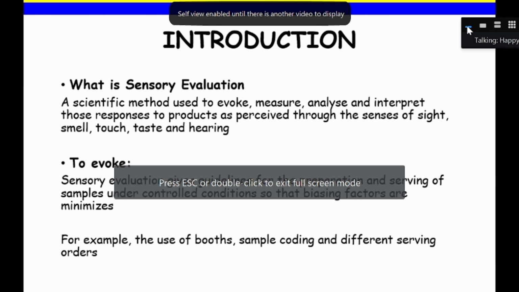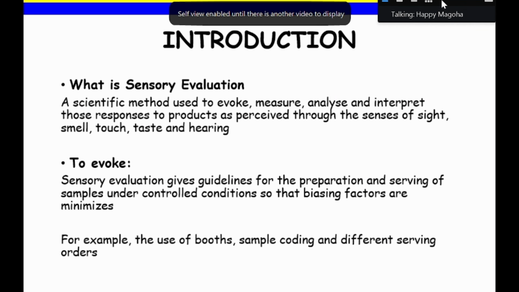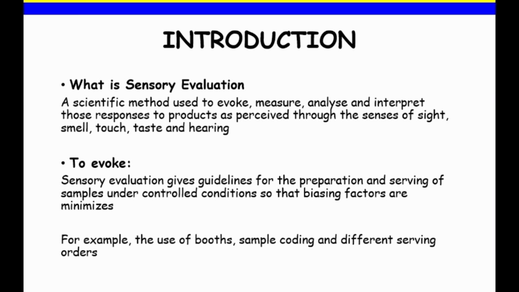Sensory evaluation gives guidelines for the preparation and serving of samples under controlled conditions so that biasing factors are minimized. For example, the use of both sample coding and different booths. You need to conduct the practical exercise very well so that there will be no other interfering factors which may lead you to results which are not reliable or representative.